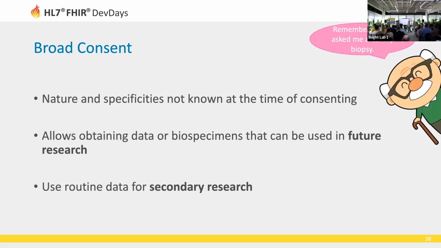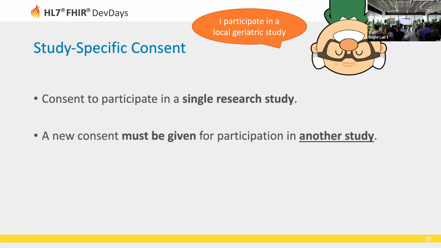Another type of consent we have is the broad consent, which, as the name describes, covers a very general spectrum. The specifics of what study, when it happens, and what the data is being used for are not given at the time the subject is consenting. He's just giving his consent for routine data or biospecimen to be used in future research. Now, another type of consent is the study-specific consent. It defines exclusively and explicitly what the consent is being used for: what research, what time, which data.